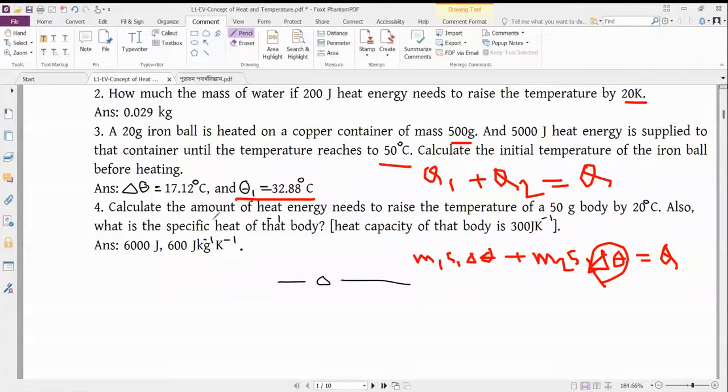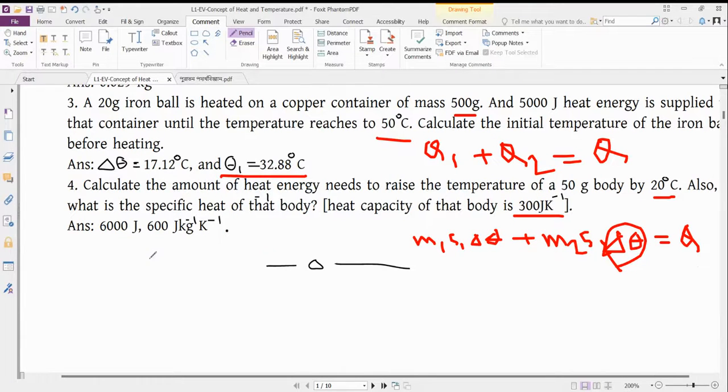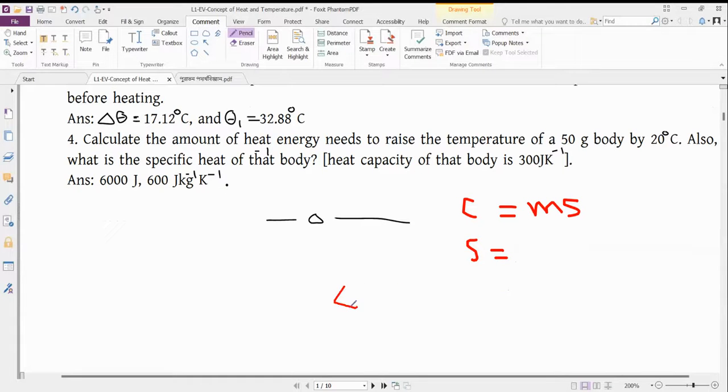The last question is, calculate the amount of heat energy needed to raise the temperature of a 50-gram body by 20 degrees Celsius. Also, what is the specific heat of that body? The only information given is that the heat capacity of that body is 300 joule per Kelvin. So first, we can calculate the specific heat by using the formula. We know that C equals m s. So we can calculate the specific heat by this formula, and then we can calculate the heat energy Q equals m s del theta.